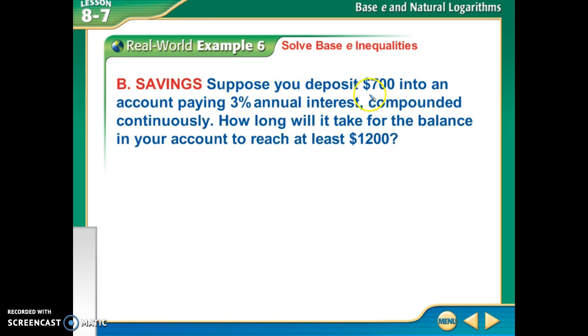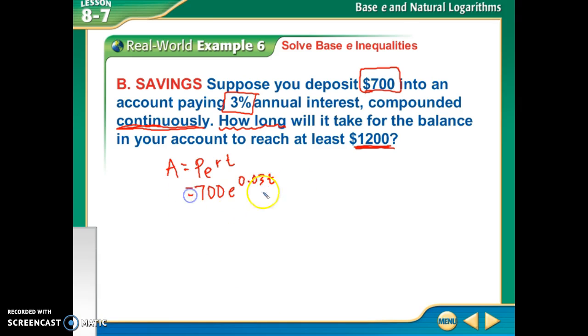Now we have that same setup where we have $700 into an account with 3% interest compounded continuously, so I'm going to be using PERT. But now I'm looking for how long. How long means time. So I'm looking for how long it takes for the balance to reach $1,200. So I must put in my 700e to the 0.03t because I'm looking for time now. I'm going to set this equal to $1,200. All right, now I'm going to solve this base e equation.